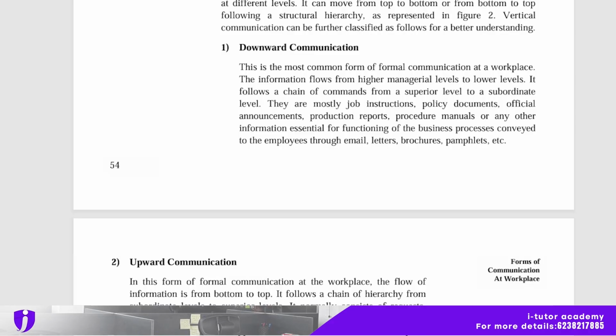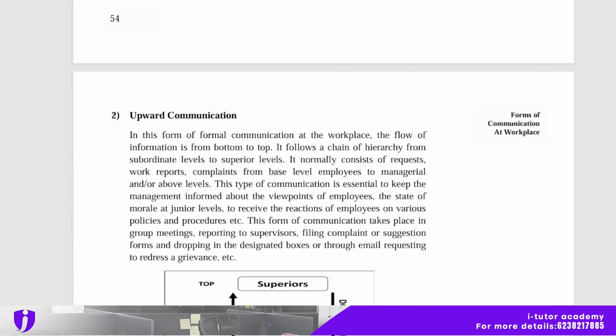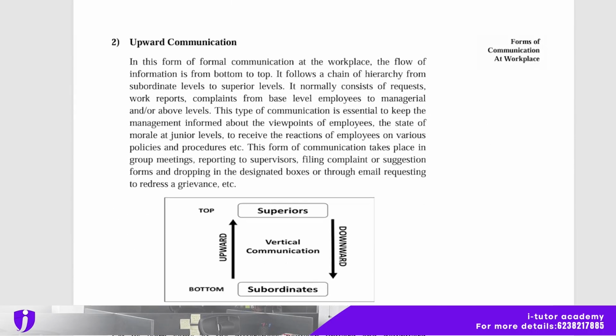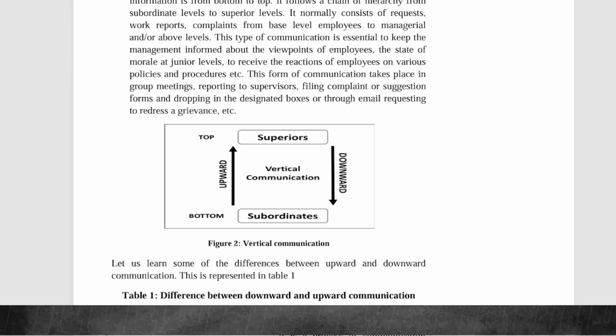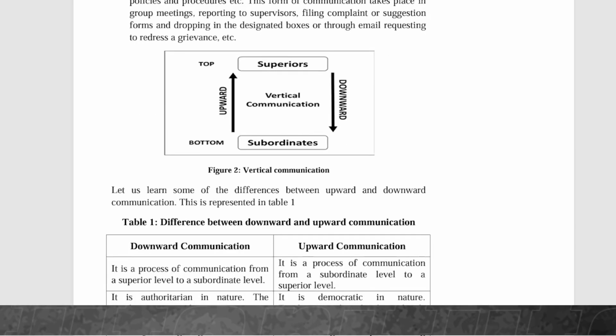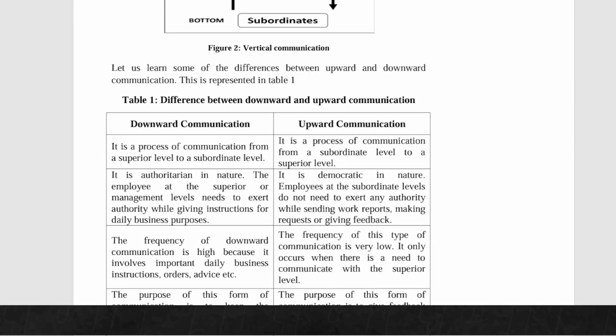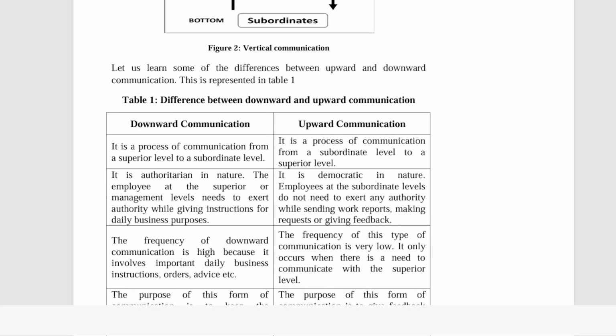It follows a chain of command from a superior level to the subordinate level. And upward communication, in this form of formal communication at the workplace, the flow of information is from bottom to top. It follows a chain of hierarchy from subordinate level to superior level. Okay, so there is one table, vertical communication. At the top there are superiors and at the bottom there are subordinates. So upward communication, subordinates to superiors, and downward communication, superiors to subordinates. Okay, so here is the difference between both, downward communication and upward communication.